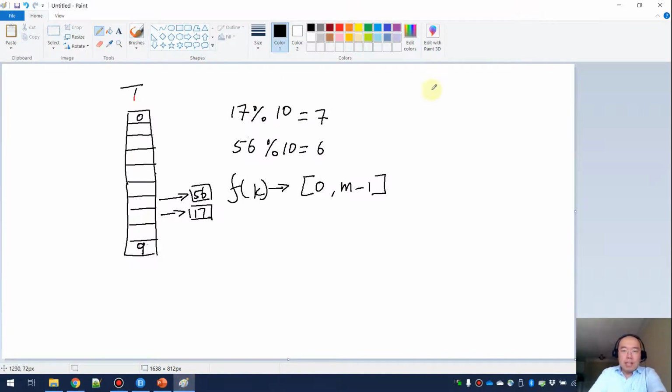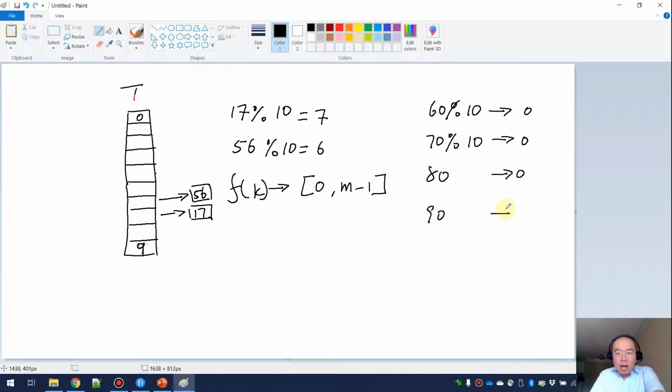If we send 60, 60 mod 10 will give me a 0, and then we send 70. 70 is the next key, and 70 will give you a 0 again, and 80 another 0, and then 90 another 0. Oh boy. So now we have the problem because all the values are going to slot 0. On slot 0, we are going to have a lot of collisions. So in this case, it's probably not a good idea to use that one.